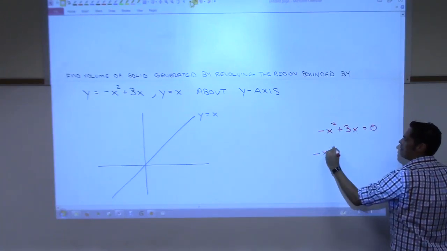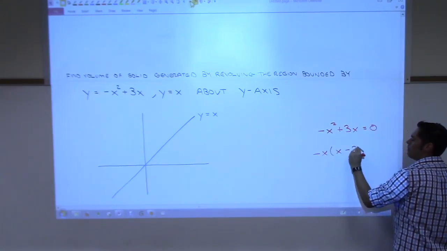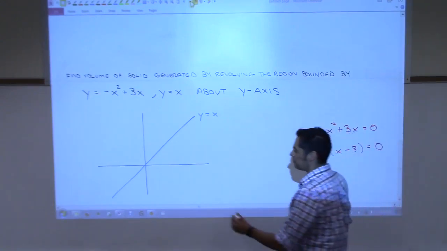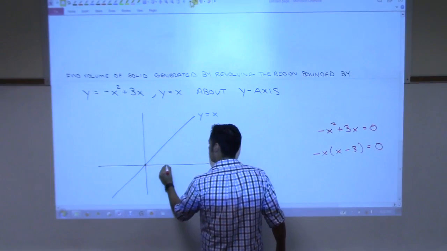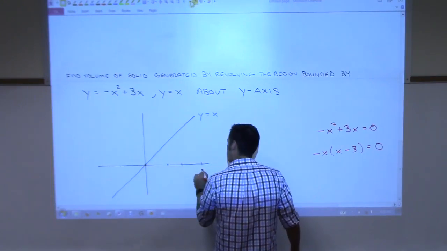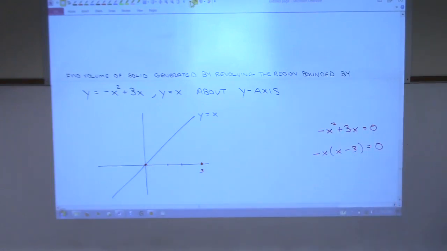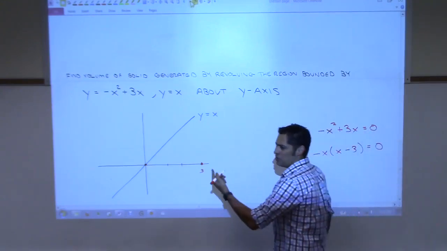Let's say we factor negative x out. Something like that. Set these equal to 0. You get what? 0 and 3. Something like this. And I need a little more information. How high does that thing go? Not quite sure, right?